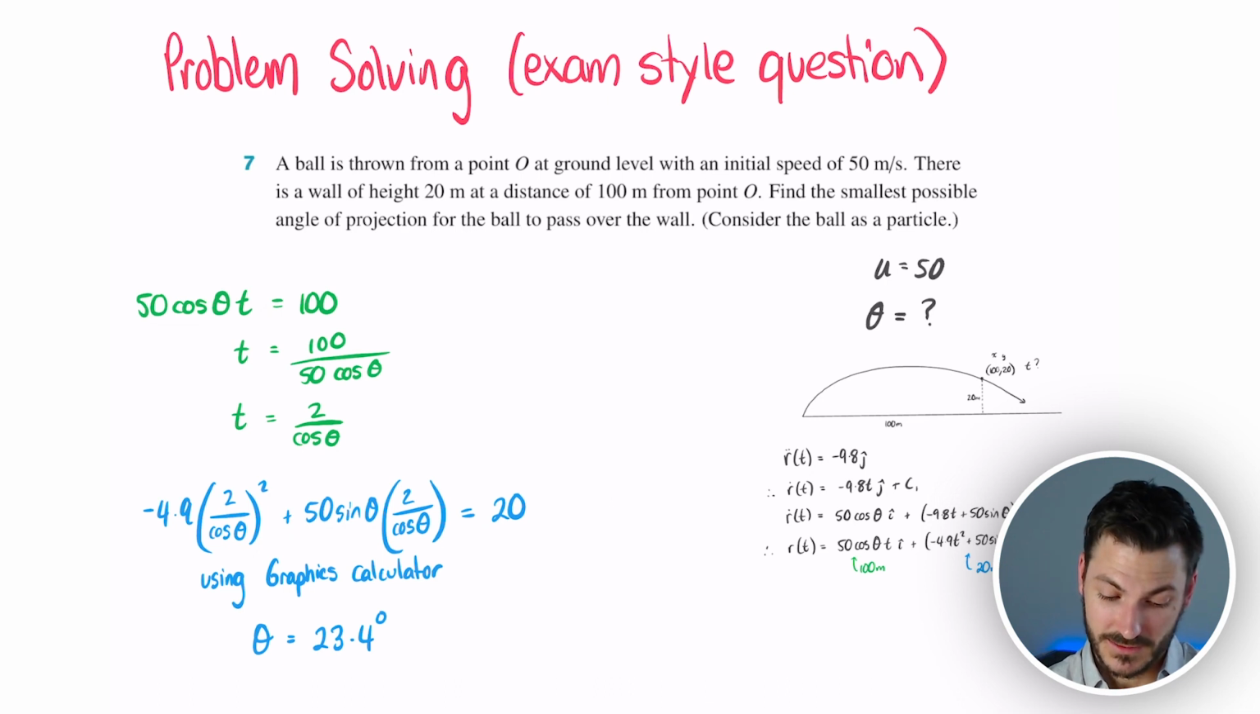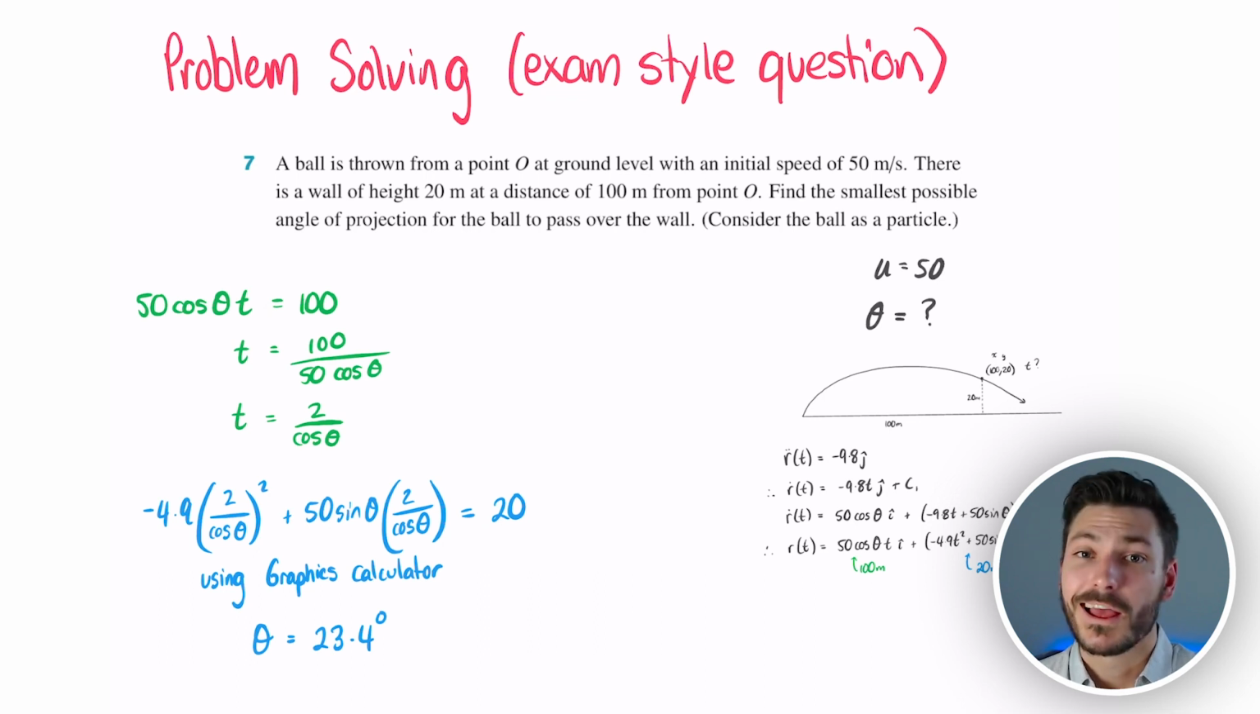Okay, so that's an example of a harder problem where you've got to solve for initial velocity or initial launch angle, but the process remains the same. Start with acceleration, use your initial velocity or initial angle, whatever you've got, get a position vector, and then use your graphics calculator to solve.